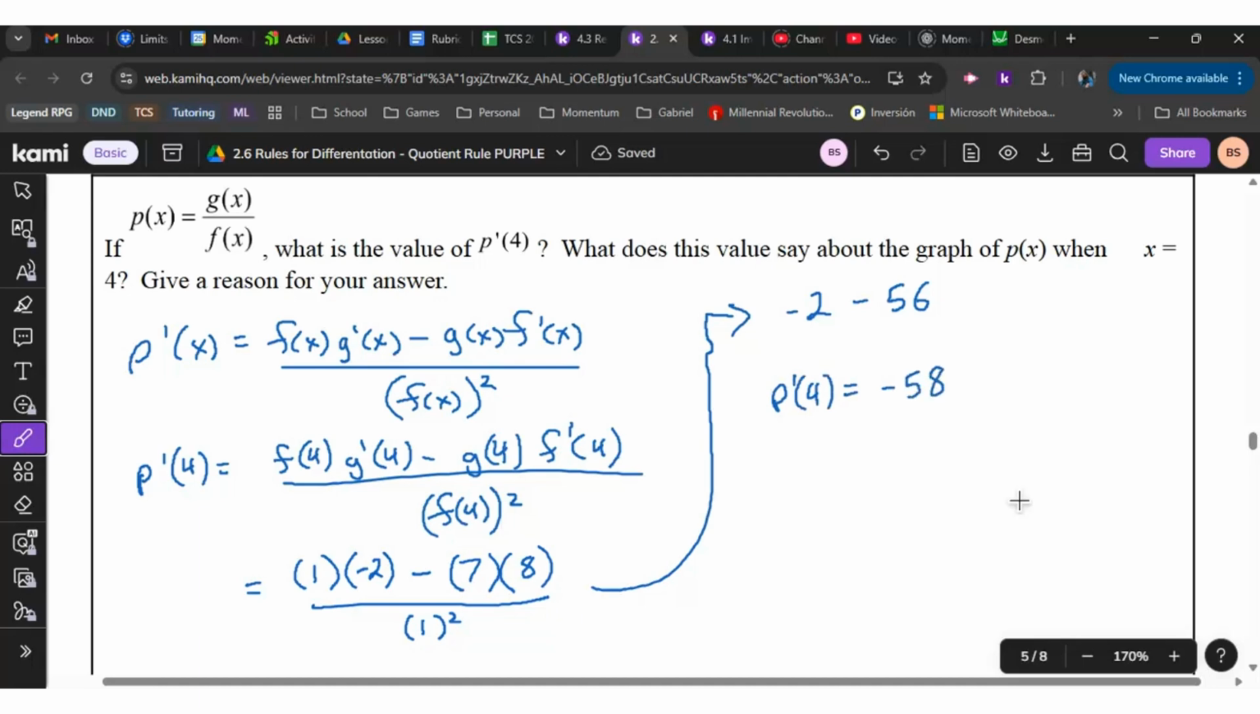What does that tell us? P of 4, yeah, decreasing, exactly. P of 4 is decreasing because P prime of 4 is negative. Exactly, it's less than 0. Perfect. Great.